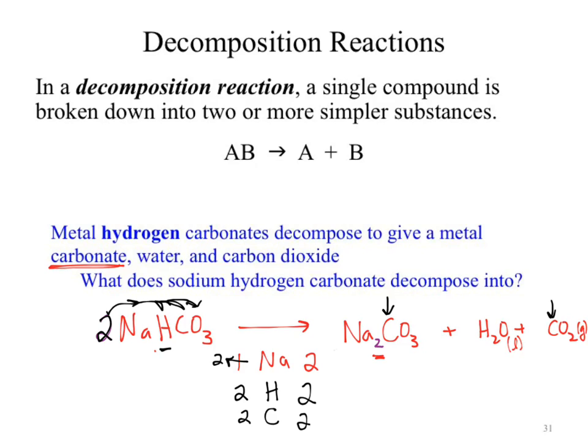Now we can look at our oxygens, and I've run out of space, so I'll just put it on the side. Oxygens on the left: 6. There's 3 from the carbonate, but there's 2 carbonates there. So I got 6, and on the right I have 6, showing up in 3 different locations. Okay? So we now have our correct balanced equation.